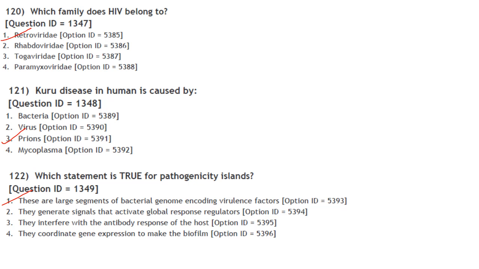Then which family does HIV belong to? It belongs to Retroviridae. Answer is option 1. Kuru disease in humans is caused by prions. Answer is option 3. Which statement is true for pathogenicity island? These are large segments of bacterial genome encoding virulence factors. Answer is option 1, that is true.